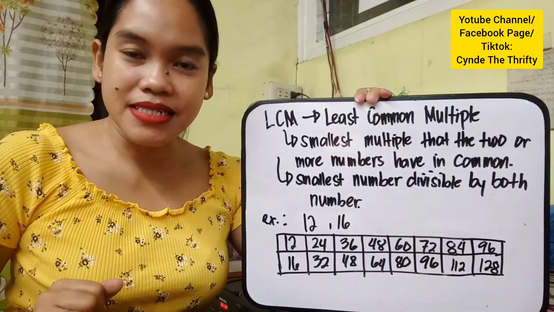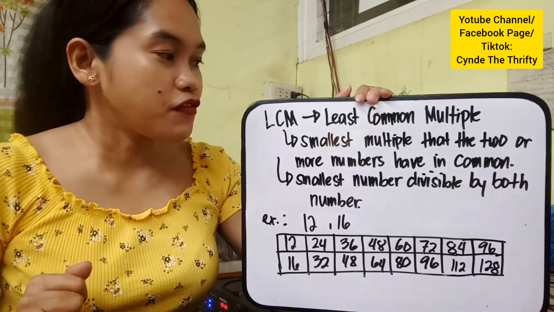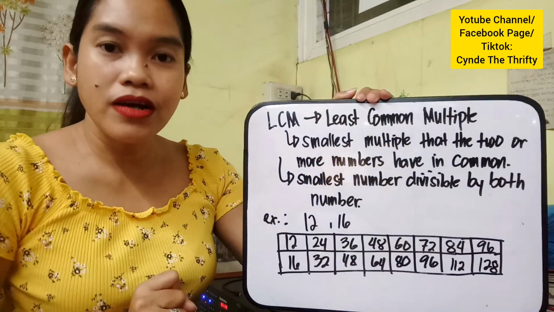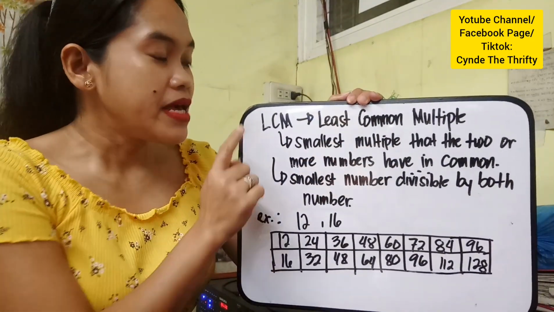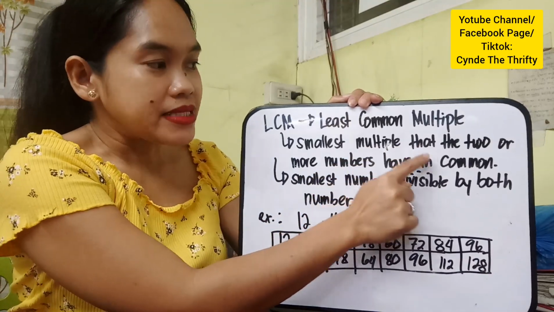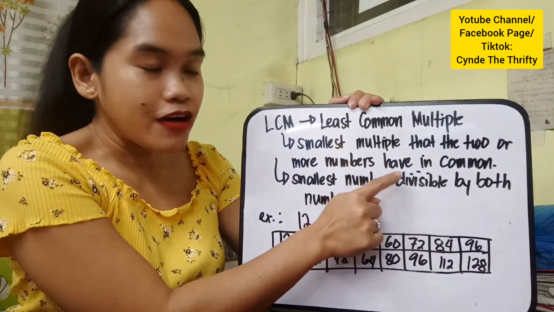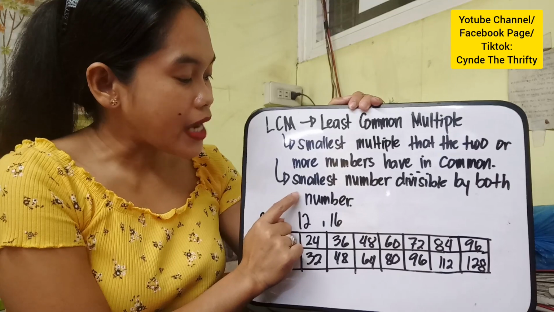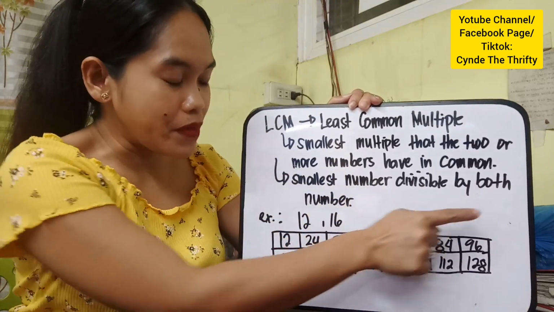Okay, so ano naman yung LCM? Ang LCM stands for least common multiple. Ano yung ibig sabihin ng LCM? So, ang LCM is the smallest multiple that the two or more numbers have in common. So, yun siya, ang smallest number divisible by both numbers.